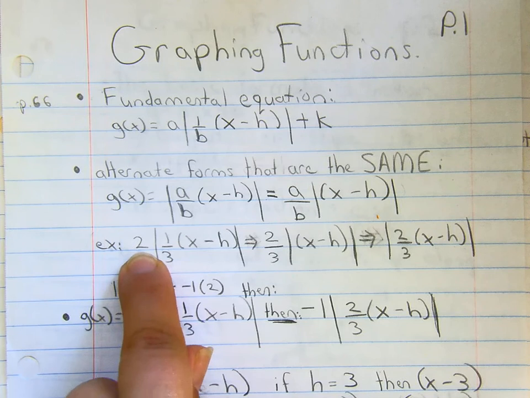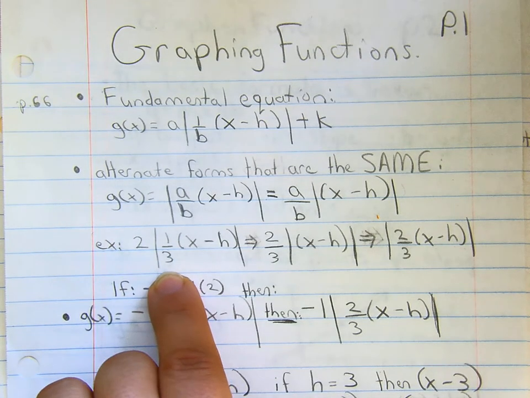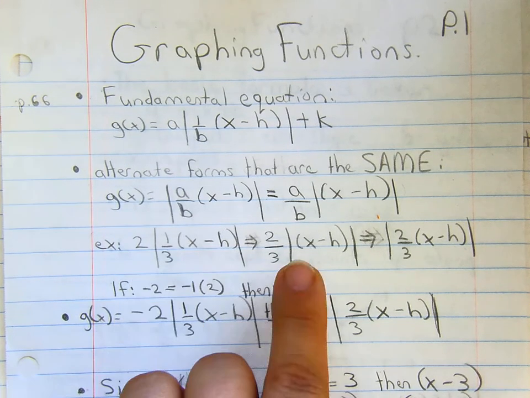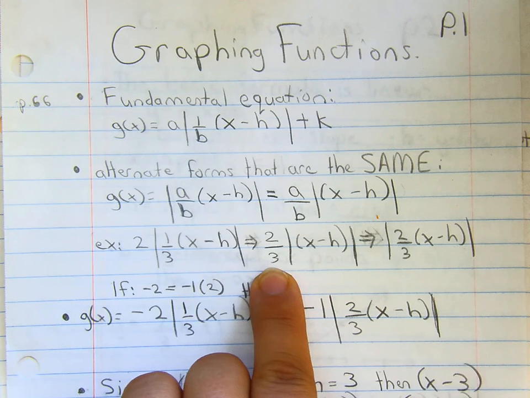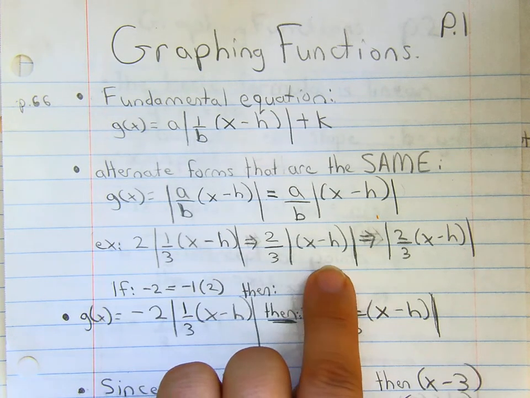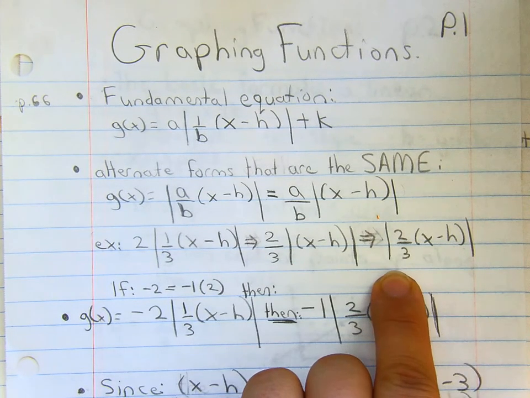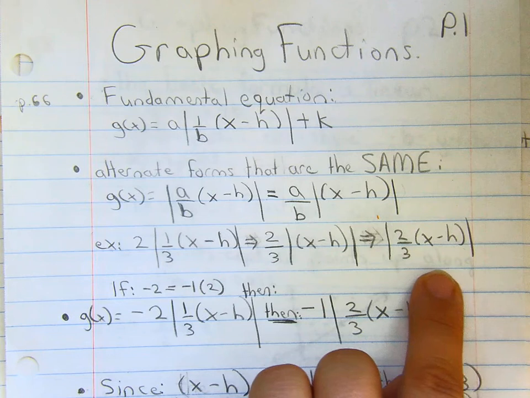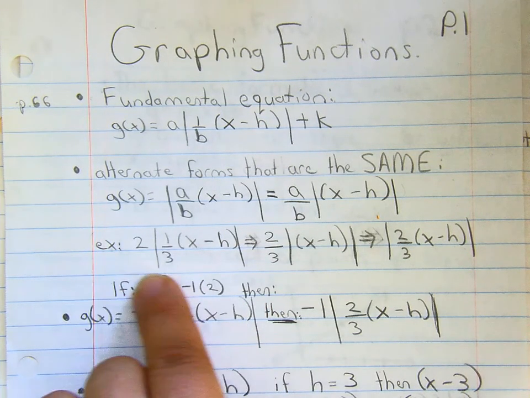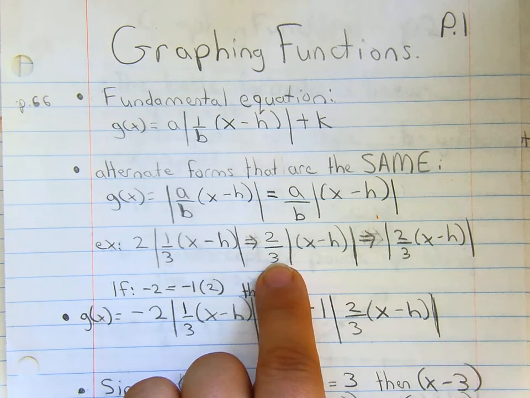But we have the example. Let's just say your A is 2 and your B is 3, so it's 1 over 3. So again, 2 times 1 over 3, you can either have the 2/3 on the outside of the absolute value and the x minus h on the inside, or you can move the 2/3 into the absolute value and think of it that way. All 3 of these are identical forms of each other, and you can swap any direction you want.